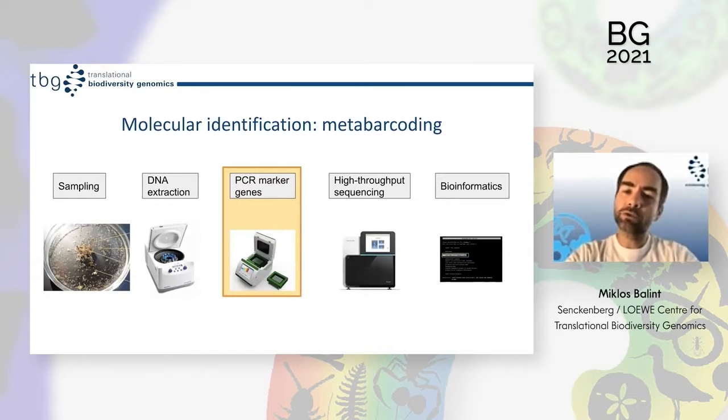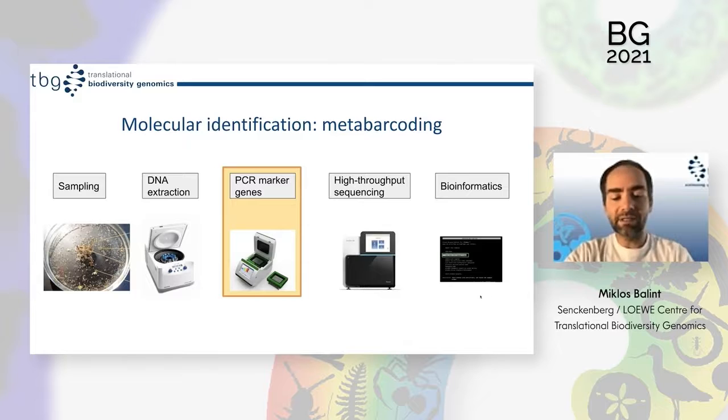The obvious choice going for community composition and molecular identification would be metabarcoding. So this is a conceptually fairly simple procedure. One takes a sample, extracts DNA from it, does a PCR on a taxonomic marker gene, does then some high throughput sequencing on the amplicons, and after the bioinformatics gets a species by sample matrix.